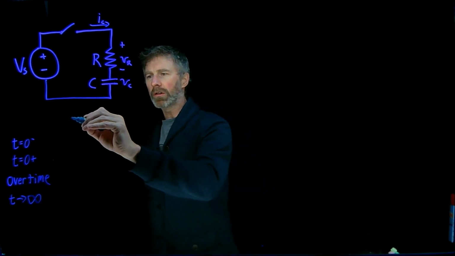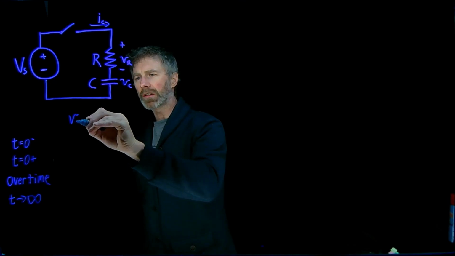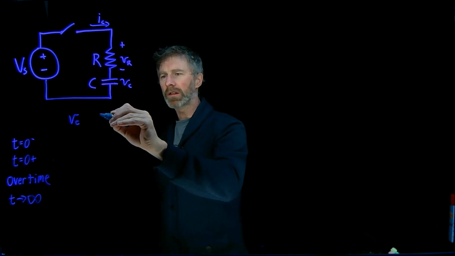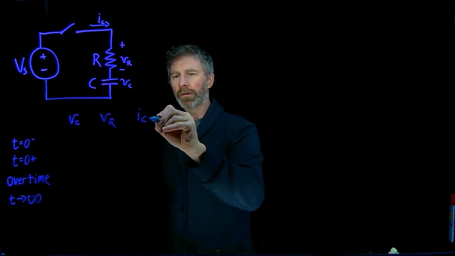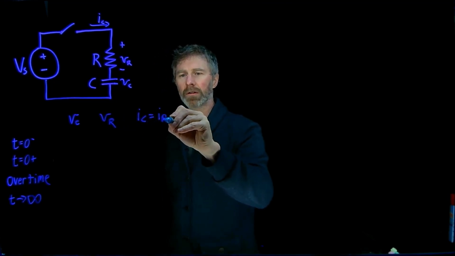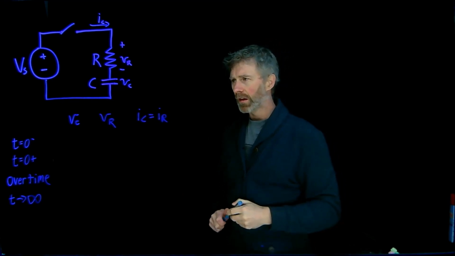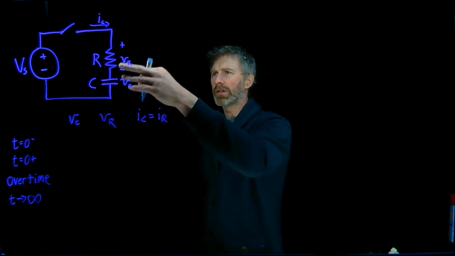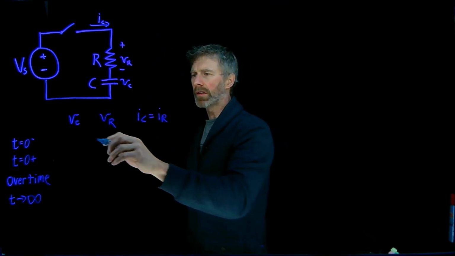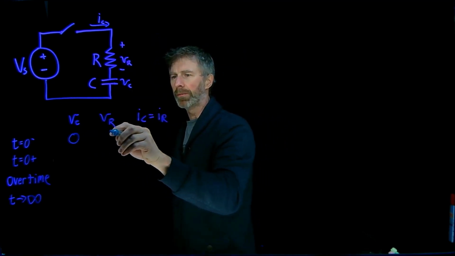And what we're going to do is look at what is the voltage across the capacitor, what is the voltage across the resistor, and what is the current through the capacitor, which is equal to the current through the resistor. So before that switch closes, it's pretty simple to see what's going on. There's no current, there's no voltages across the devices. Everything here is going to be 0.